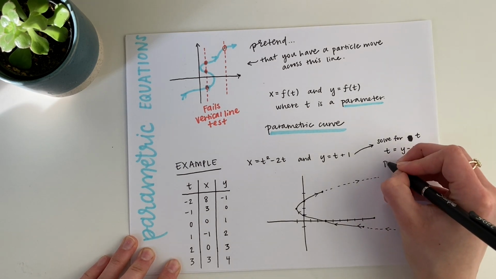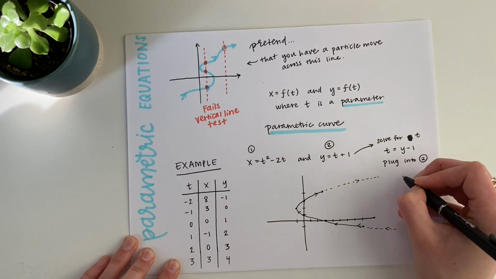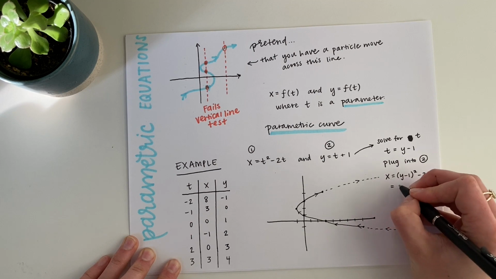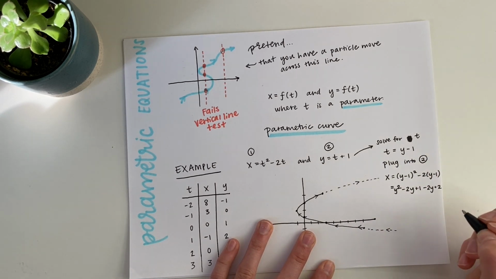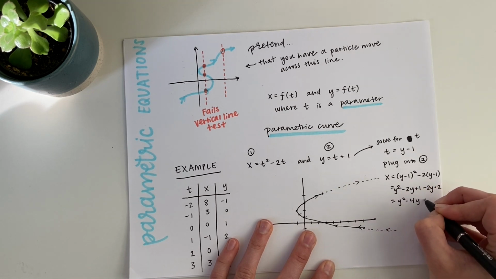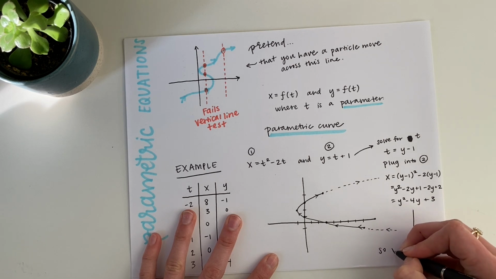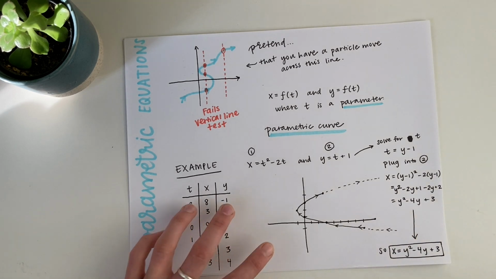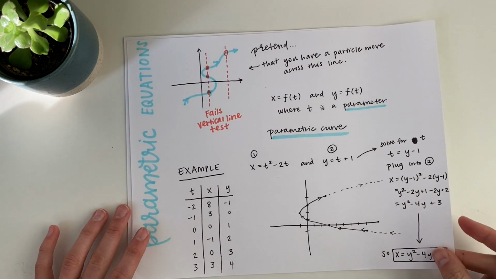Since we have two equations both defined by t, we can use one of them to solve for t, and then plug that value for t into the other equation. Starting with equation number 2, y equals t plus 1, solving for t gives t equals y minus 1, and then we plug that into our equation number 1. So that is our answer. The curve represented by the parametric equations is the parabola x equals y squared minus 4y plus 3.